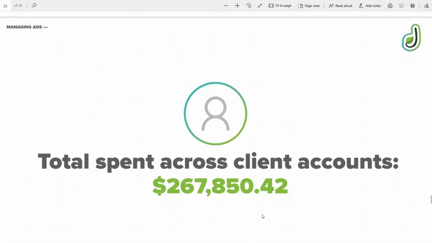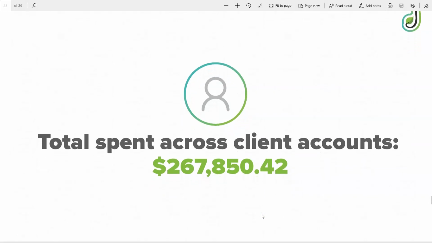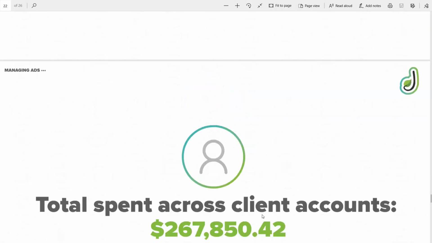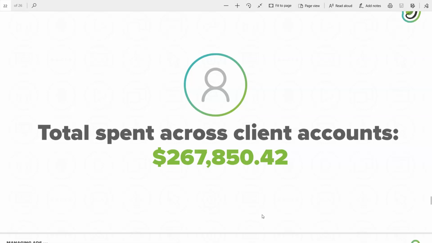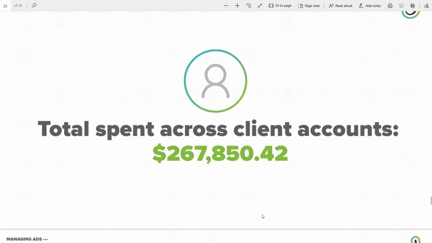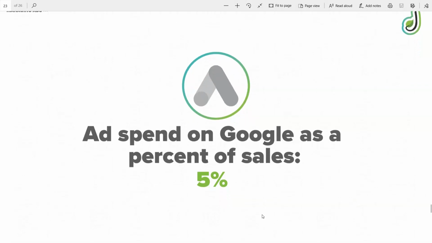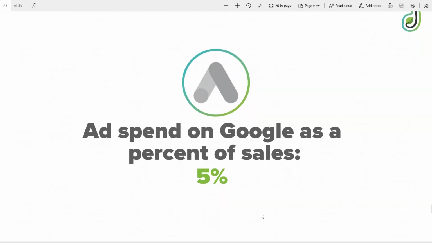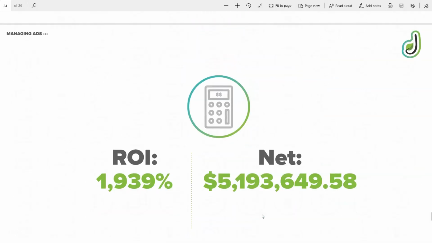Now, what that translates into, here's our total spent across all the accounts. So this is to give you an idea of what your spend is versus the total sales. This is going to translate into the ROI calculations and return on ad spend. Now, as a percent of the total sales, 5% of that ended up being allotted to Google, which is right around where we would recommend to stay. Staying under 10% is really optimal. It can be a little bit higher, depending on the situation, but generally we try to keep that ad spend under 5% of total revenue.